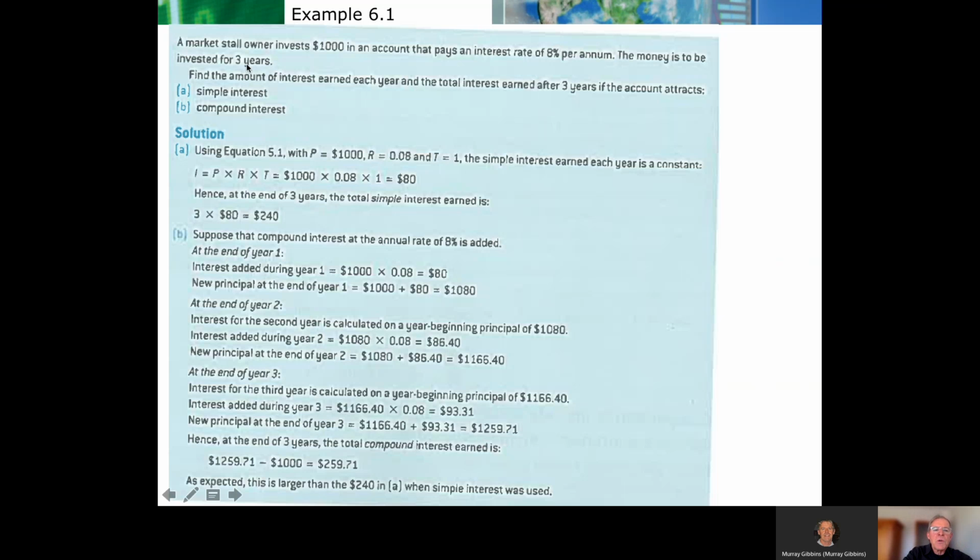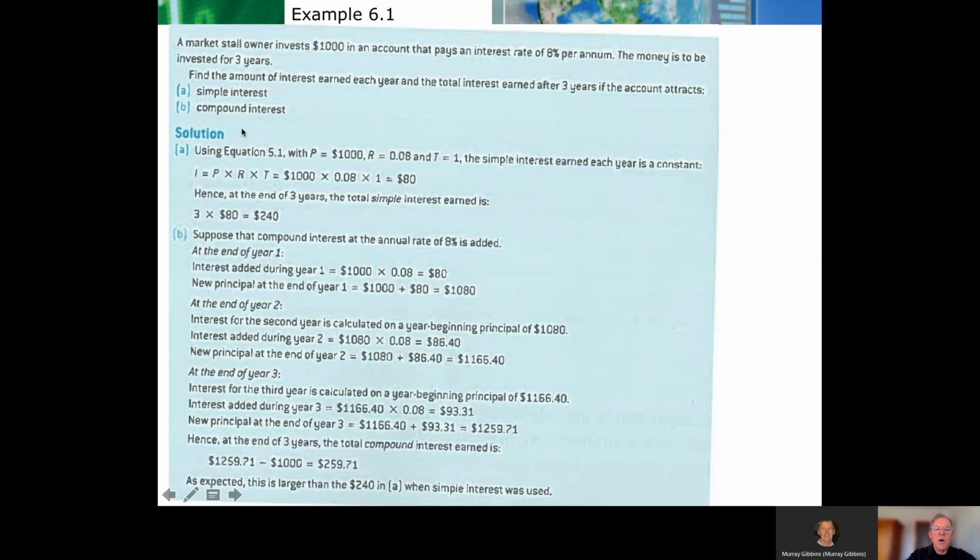So a market stall owner invests $1,000 in an account. It pays 8% per annum. It's got to be invested for 3 years. We're going to use simple interest, and then we're going to use compound interest, to see the difference between the two. Well, simple interest is flat. It's just 1 year's worth of interest, 1,000 times 8%, and then just multiplied by 3. So there's 1 year's worth of interest multiplied by 3, $240 worth of interest, simple interest.